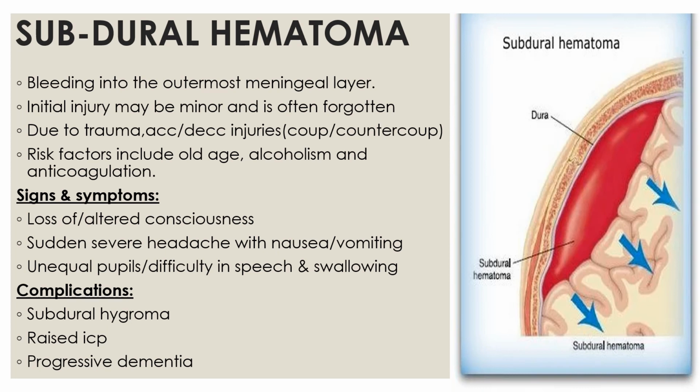Subdural hematoma occurs when there is bleeding into the outermost meningeal layer, that is between the dura mater and the arachnoid mater. This occurs when there is bleeding from the damaged bridging veins in between the cortex and the venous sinuses. The initial injury may be minor and it is often forgotten. It occurs due to trauma, acceleration, deceleration, or coup or contrecoup injuries. The risk factors include old age, alcoholism, and anticoagulation.